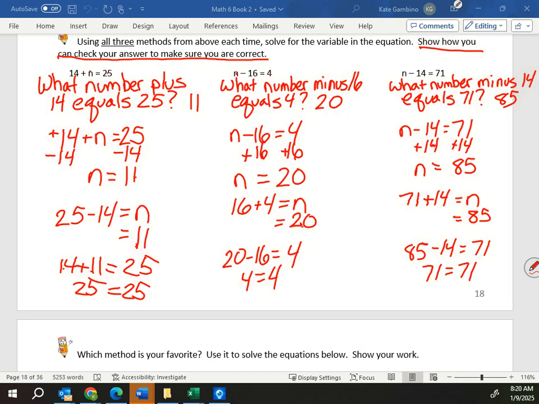That's your clue to go back and try it again. Find that mistake and fix it up. So you really, truly want to check your answers.